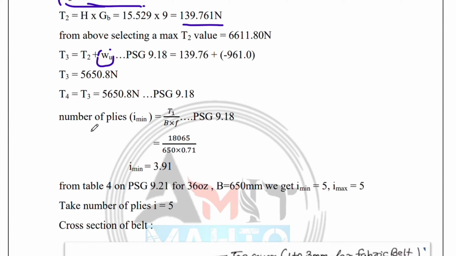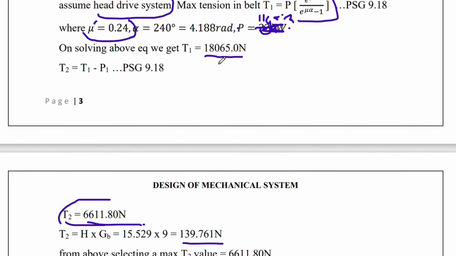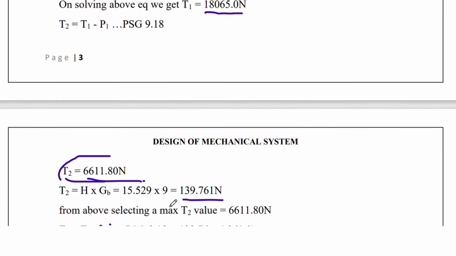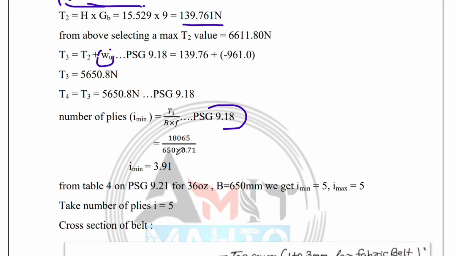Now next we will find the number of plies. Number of plies is indicated as I minimum. I minimum is equal to T1 upon B into F. You will get this formula on data book page number 9.18 at the bottom left corner. Here T1 we have found earlier, which is 18,065 Newton, and B, the width, will be 650, which we found in step number 1, and the F value will be 0.71.